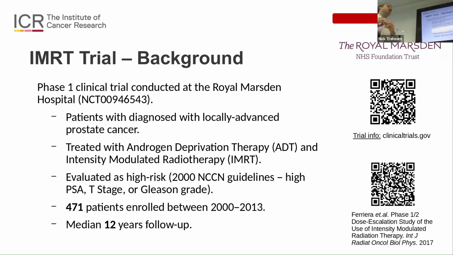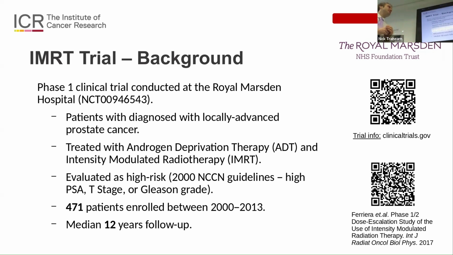These were all patients diagnosed with locally advanced prostate cancer. On TNM staging, they would be M0, but they may have a node status. T stages, you'll see, can vary from 1 to 4. These are patients who were evaluated as high risk using the criteria at the time, so high PSA, high T stage, or high Gleason grade.